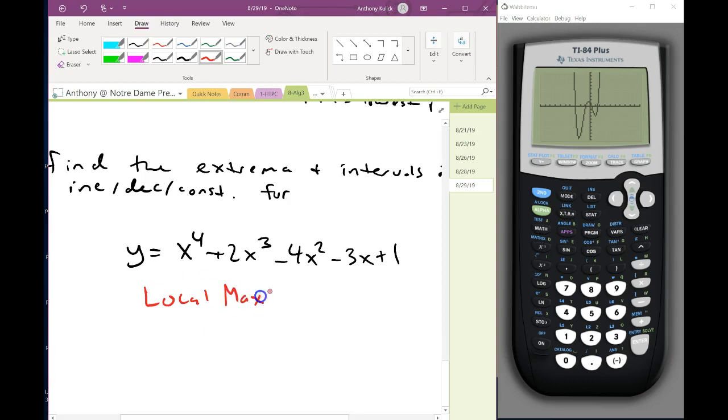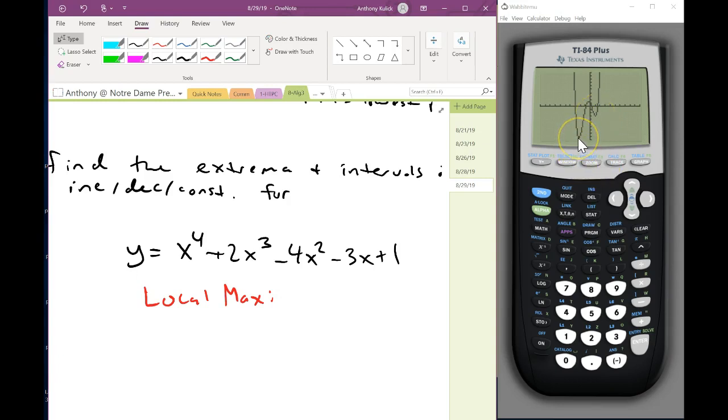The reason it's a local is because there are points on the graph that are higher than that one, right? All the stuff on this part is higher. All the stuff over there is higher. Everybody agree with that? How many minima do we see? 2. There's one here, and then one here. Everybody agree with that? Okay.